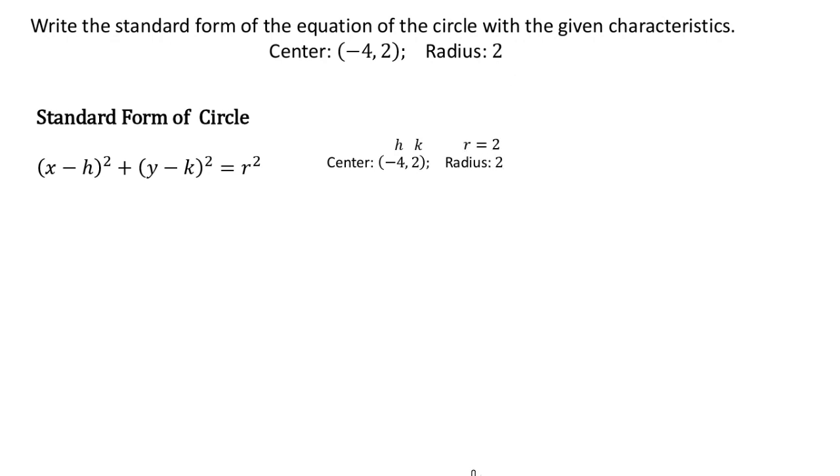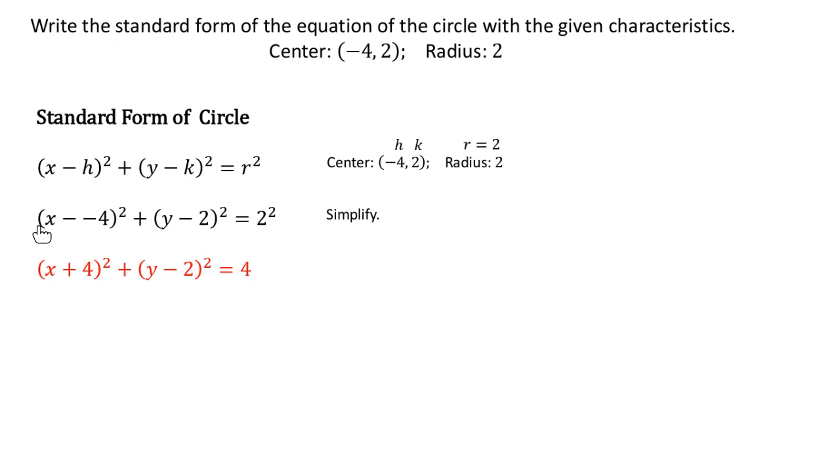So let's go ahead and plug them into our equation. We have (x minus -4) squared plus (y minus 2) squared is equal to 2 squared. Let's go ahead and simplify. A negative with a negative gives me a positive. So we have (x plus 4) squared. And on this one, we didn't have to simplify. It's already simplified. (y minus 2) squared is equal to 4.